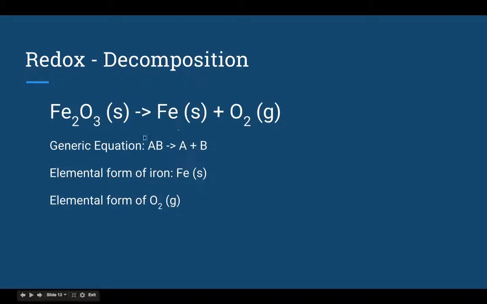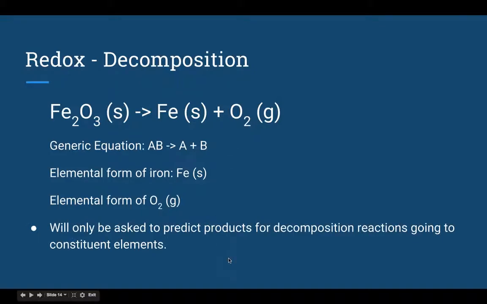So the products here are just going to be those elements, right? So I don't have to worry too much about this. All I have to do is take the elements that are here, write them individually on the product side, and just make sure that I have them in the correct form. Again, I'm only going to ask you to predict the products for decomposition reactions when it's going from a compound to its constituent elements.